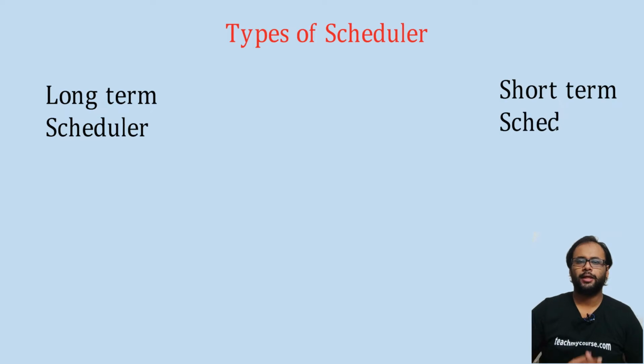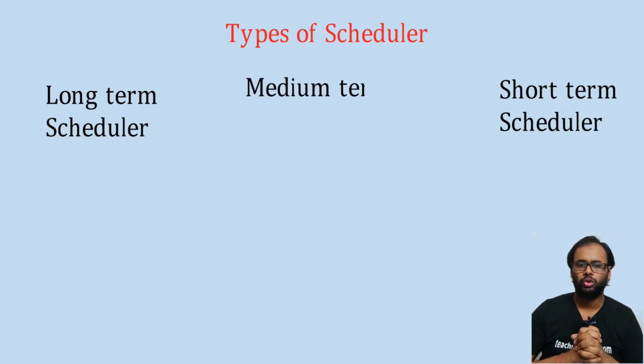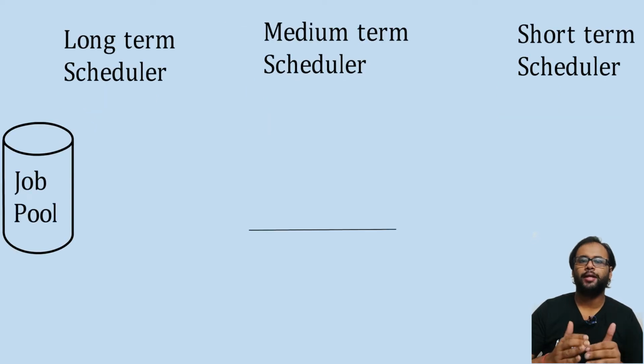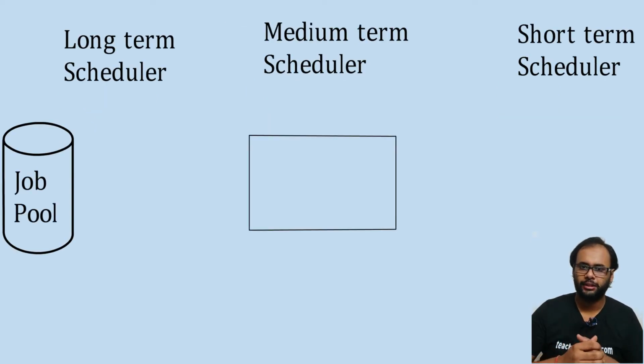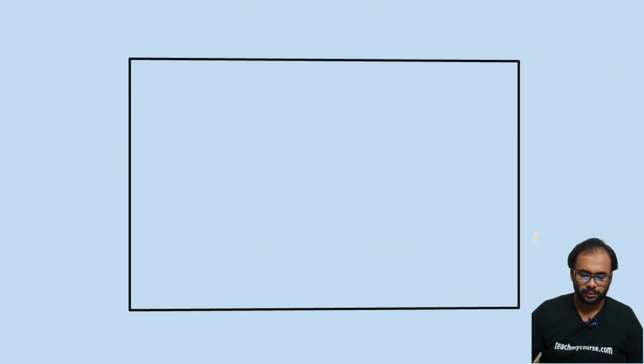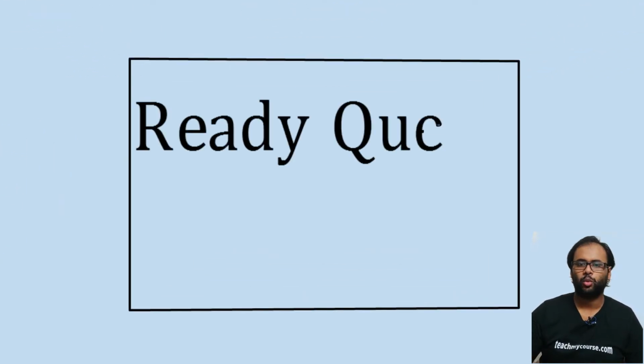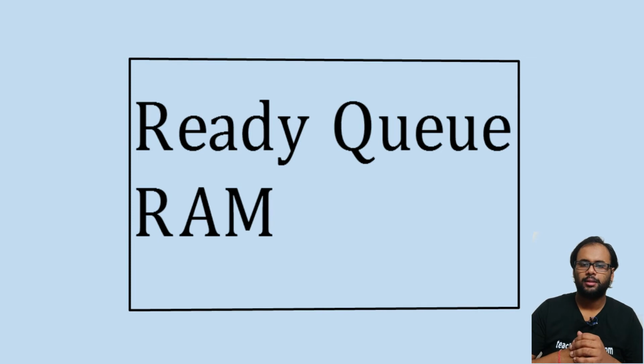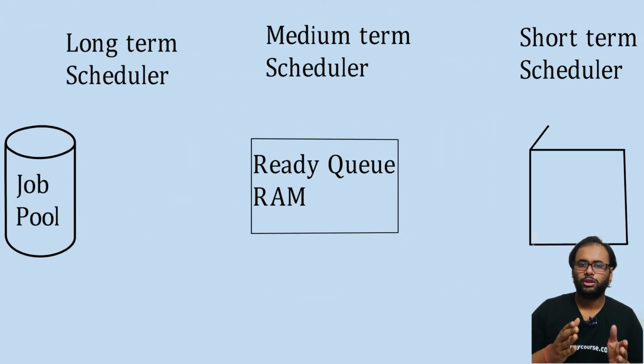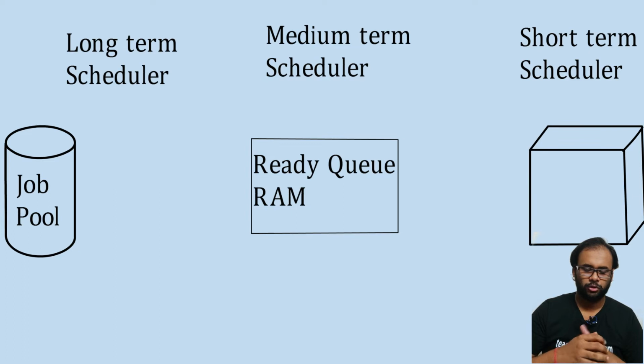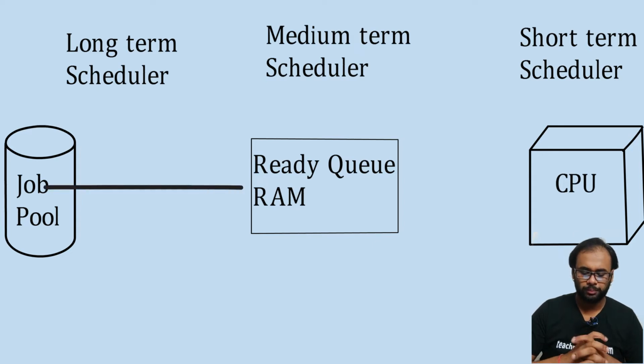For a better understanding, let us see the entire flowchart. First we have job pools. These are the jobs which are waiting to get into the RAM for their execution. Next we have the ready queue. The ready queue is inside the RAM, and it holds all the jobs which are ready for execution. So the jobs in the job pool want to enter into the ready queue. Then we have the CPU, which actually performs the execution on the jobs received from the ready queue.